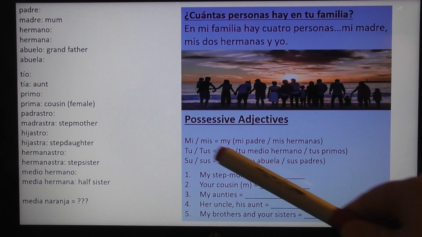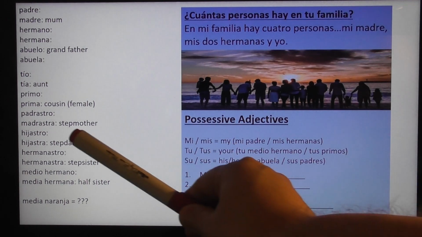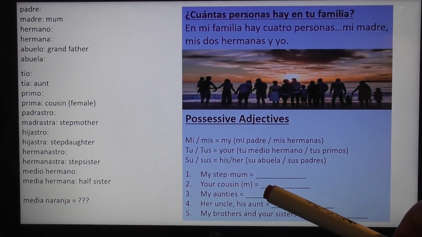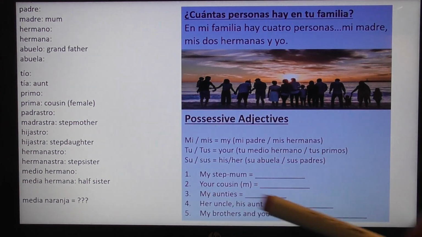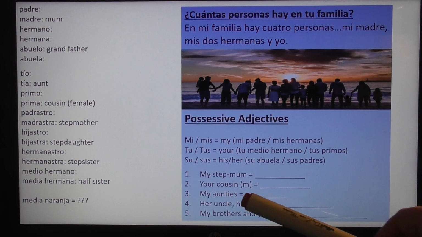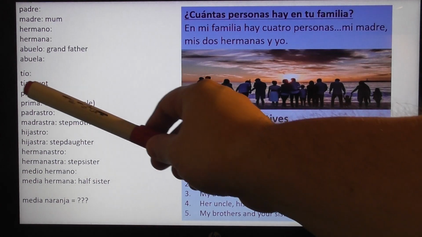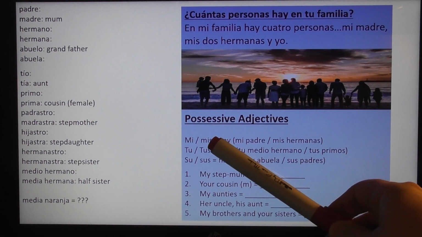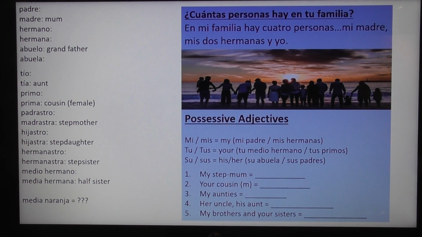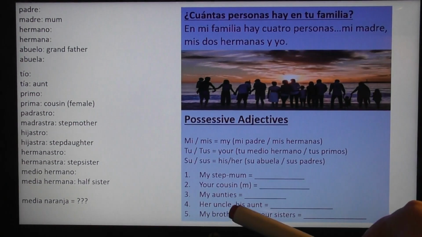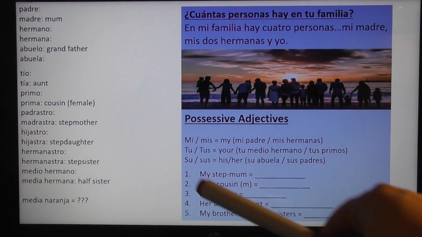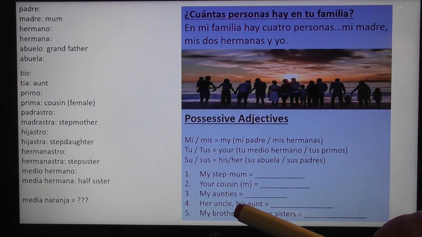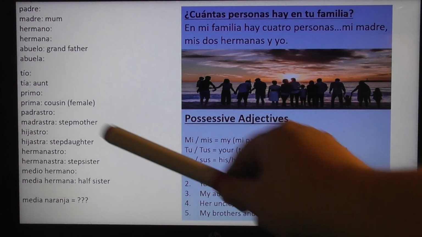Okay, my stepmom. So we're going to say mi, and stepmom is madrastra. So mi madrastra. Your cousin, masculine. That's going to be tu primo. Tu primo. My aunties. So aunt is tía. We need to put an S on the end. And because we're using a plural noun, we need to make sure we use mis for a possessive adjective. So mis tías. Her uncle, su for her, and tío for uncle. His aunt, same word for his and her, su and tía.